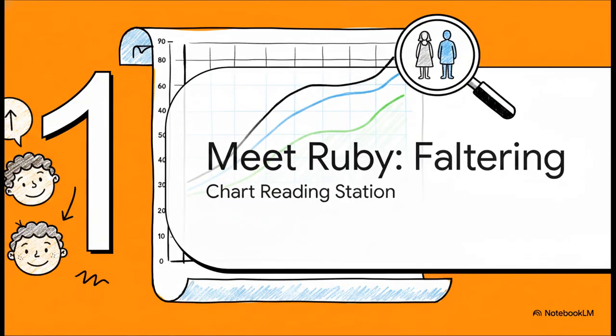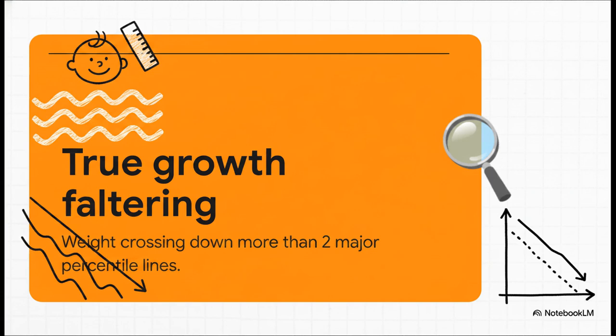Meet Ruby and the concept of growth faltering. We kick things off at the chart reading station. Here, your absolute first task is distinguishing a child who is just naturally small from a child who is truly failing to grow. You see, the examiner doesn't want you to just recite a textbook list of 50 causes for poor growth. No way. They want to see that you can accurately interpret serial measurements.